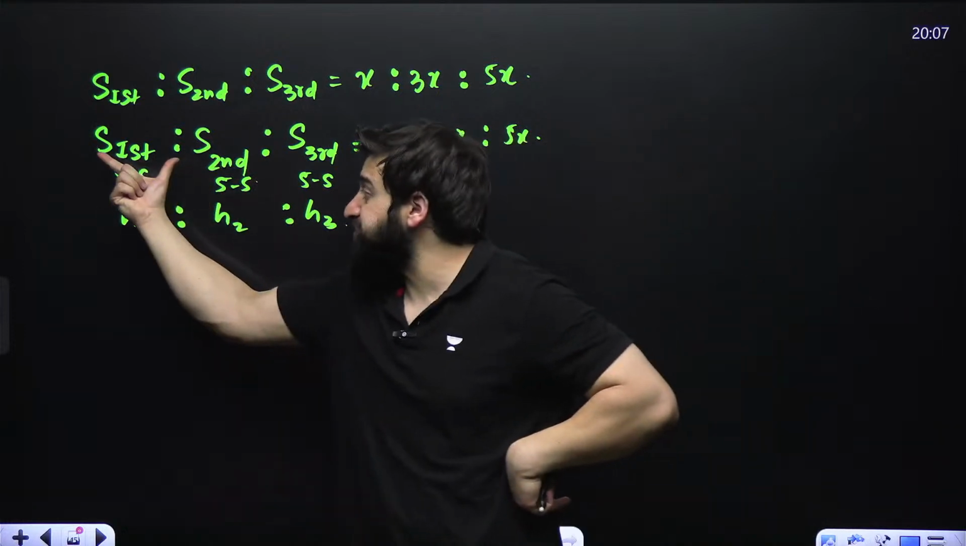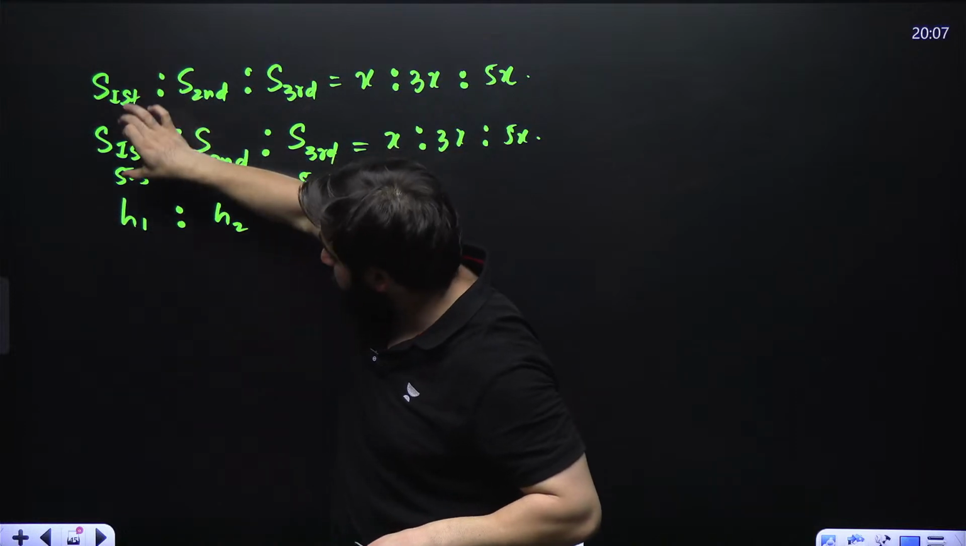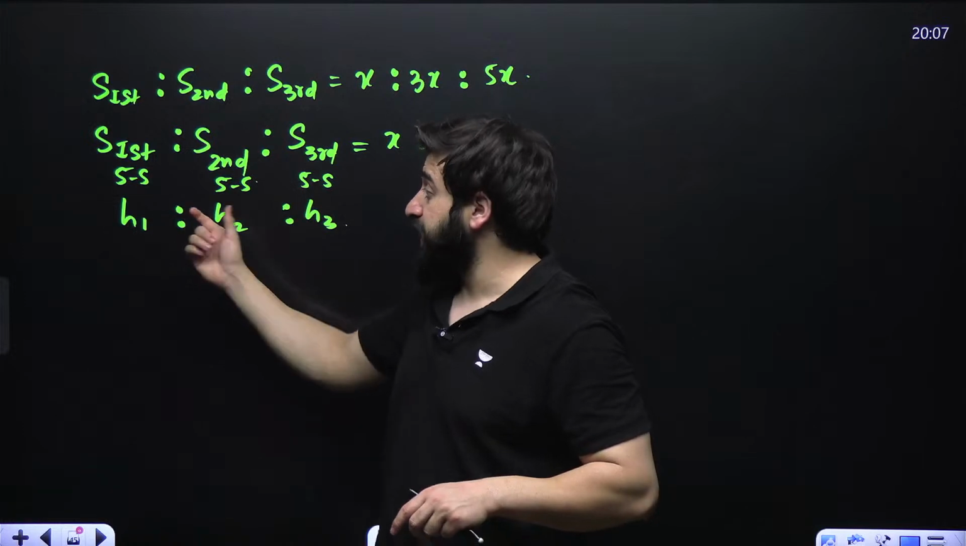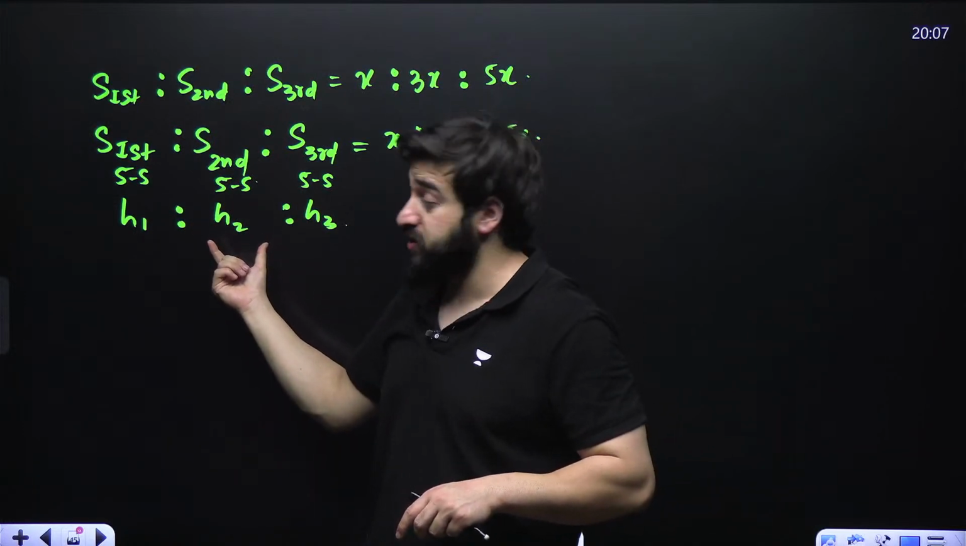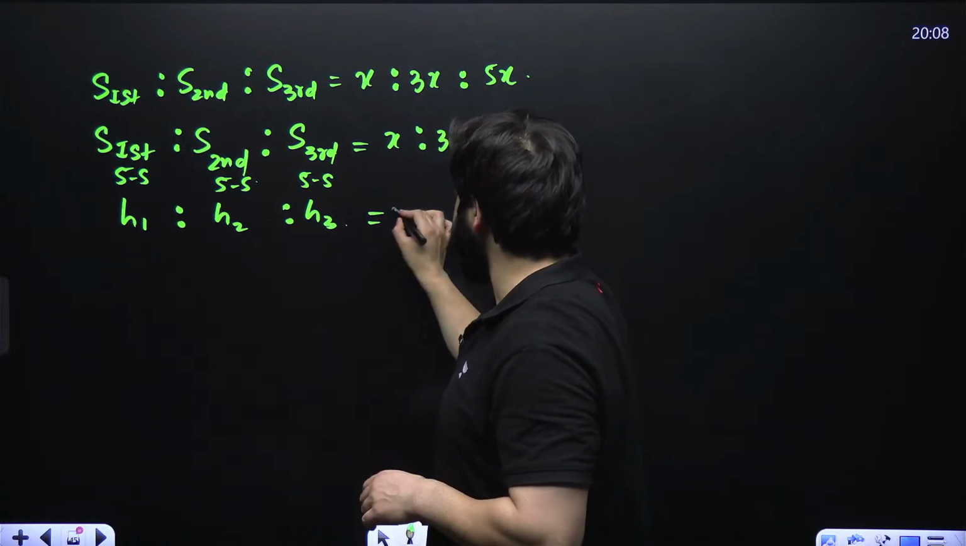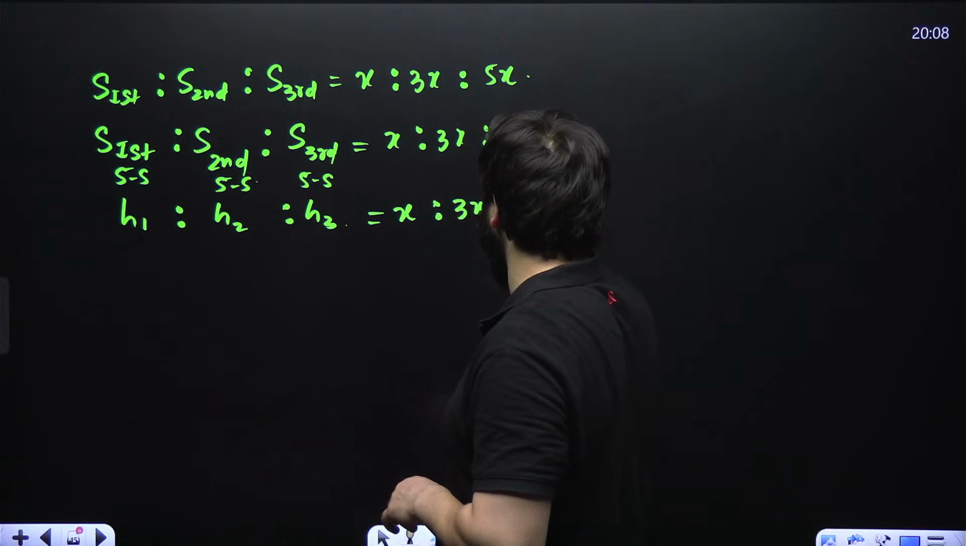In first 5 seconds, it covers h1. Either you say in first second or first 5 seconds, even first 10 seconds, then the next interval should also be for the next 10 seconds. So it is given as x is to 3x is to 5x.